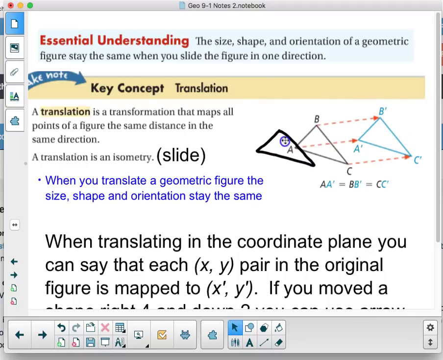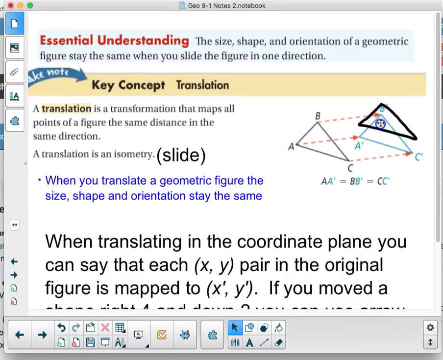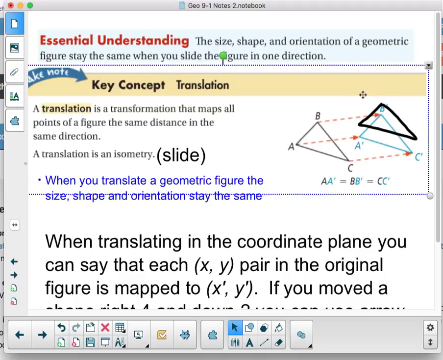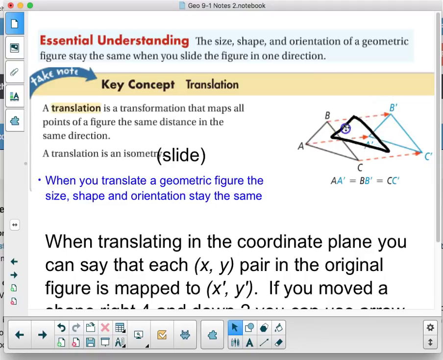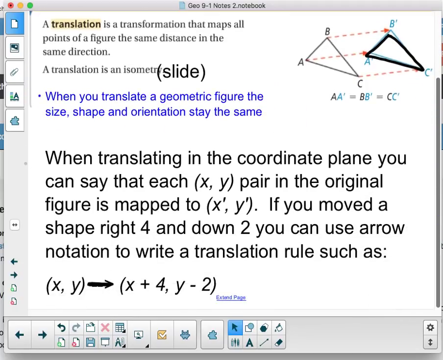And the distance of the slide, corresponding points on the figure have the same distance. So B and B prime is the same as C and C prime and A and A prime. These distances are all the same. So when you translate a geometric figure, the size, shape, and orientation will stay the same. This is a rigid transformation.